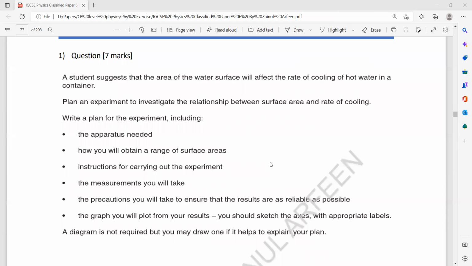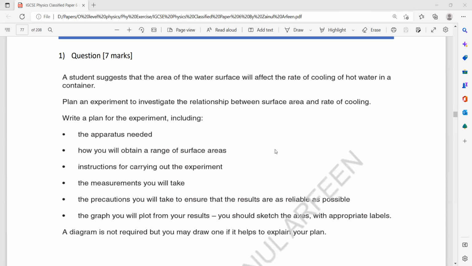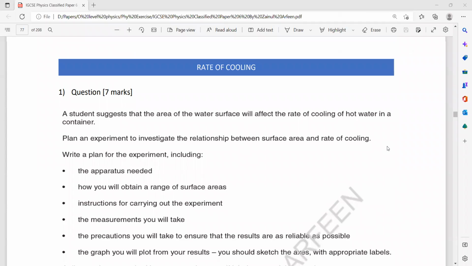So starting with the first question, which is actually planning an experiment. Whenever you plan an experiment, you should try to answer the points which are mentioned in the question. This question is of 7 marks. A student suggests that the area of a water surface will affect the rate of cooling of hot water. Like if we change the surface area, the time it will take to cool down will change for hot water.